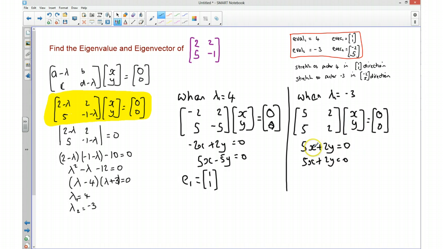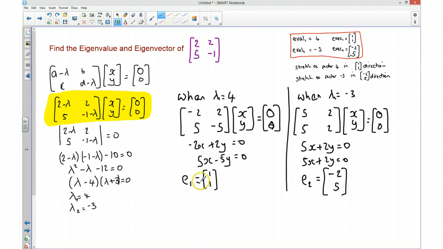That means I can choose values of x and y that are going to make this work. If I chose x to be negative 2, that would make that negative 10, and then y could be 5, so my second eigenvector is going to be negative 2, 5, and that works. Remember, it's any multiple of these that would work. I could choose 7, 7 in here, and that would make this true. Or I could have chosen negative 3, negative 3, and that would have made them true here, and likewise over here, any multiple of those.